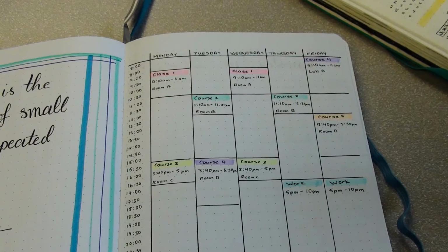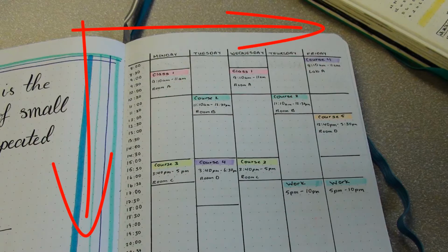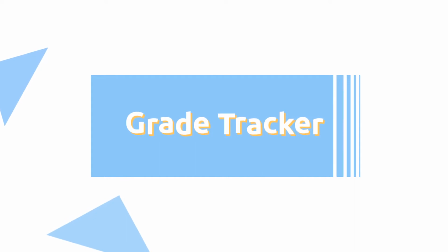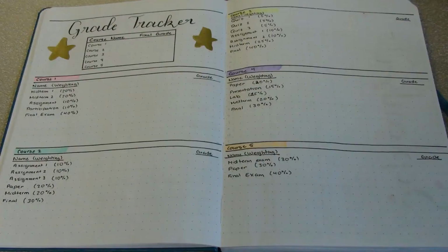The way I set up my bullet journal is that I have the times alongside, and then I have the work week, so Monday to Friday. There are 5 courses, and I also include my work schedule so that I can see how everything fits with one another. For this spread, we have the grade tracker portion of the bullet journal.